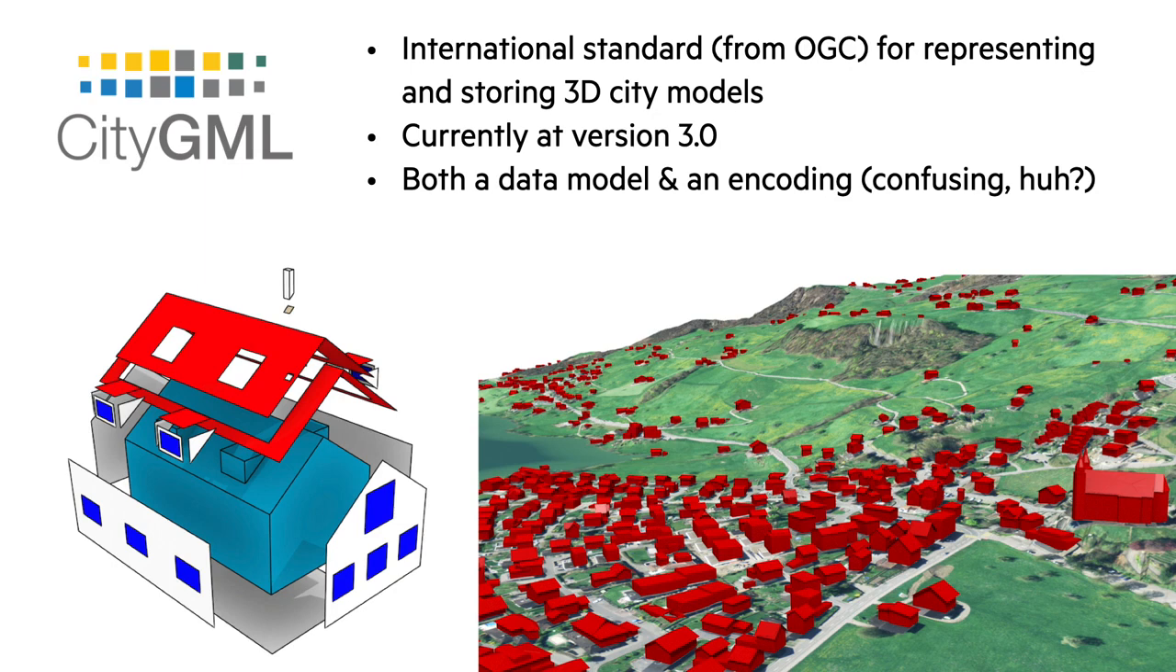It's a data model that is standardized by the OGC, the Open Geospatial Consortium. It started around 15 years ago, and now we're at version 3.0. Notice that the name CityGML both refers to a data model that I'm explaining right now, but also to an encoding in GML, XML. I will explain that in a second.